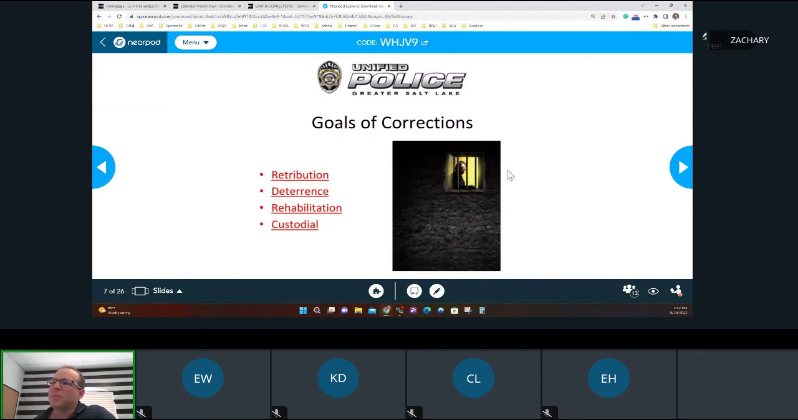The goals of correction, there are four main things they talk about, and this is what your quiz will cover. The first one is why you are correcting a person. The first one is retribution. The next one is deterrence, like showing somebody don't do it or this is what will happen. It's like speeding: we get tickets as a deterrent, so we will not do it again. The next one is rehabilitation, and the last one we'll talk about is custodial.